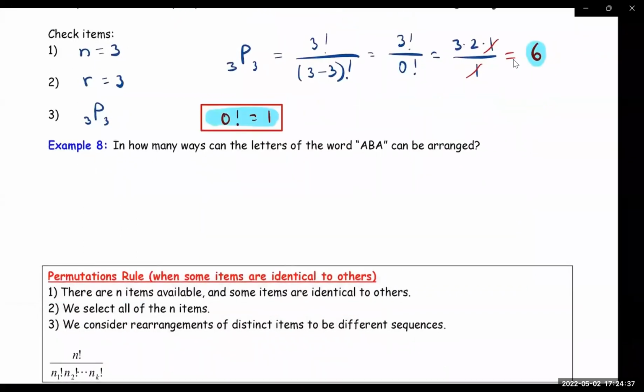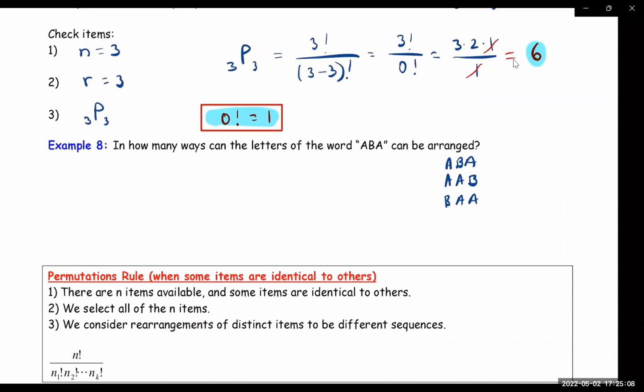All right, so for this one, let's just actually write them out. So you can write A, B, A. You can have A, A, B. You can have B, A, A. Is there any other ways to write that, or is that it? I believe that's it, right? There's no other ways you can arrange those letters.